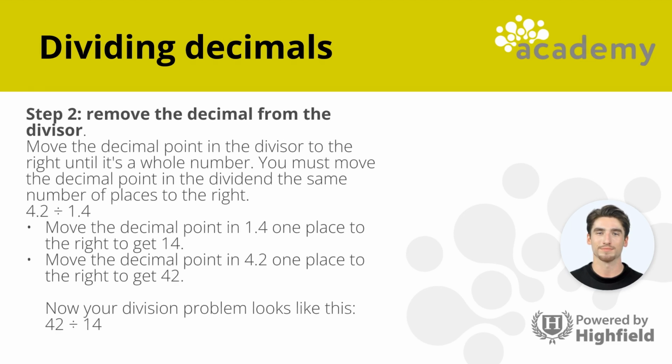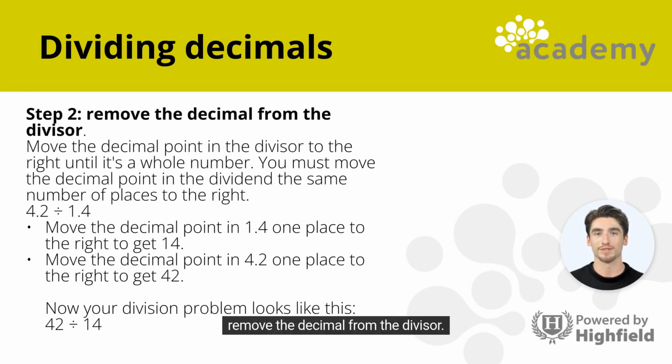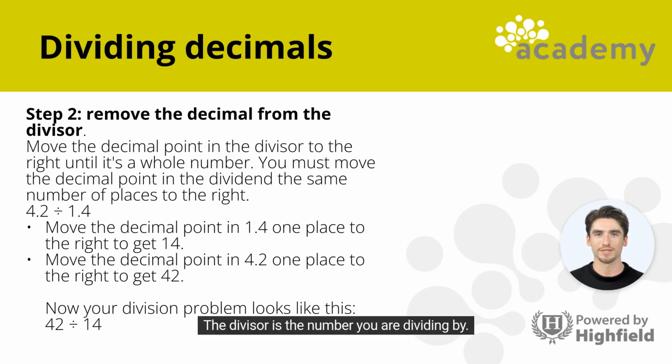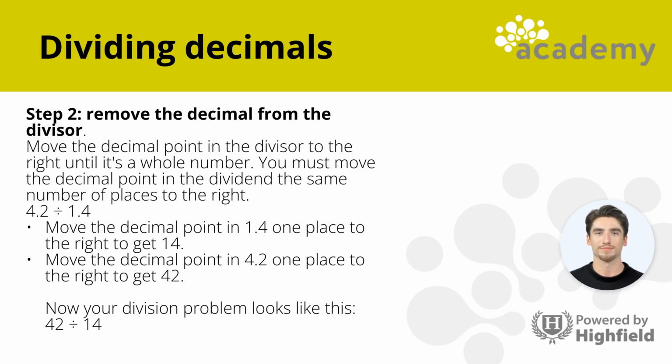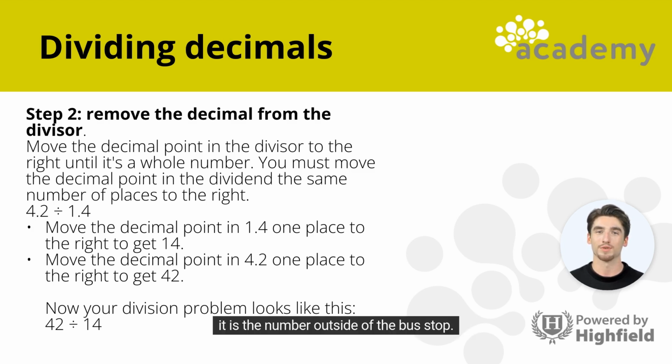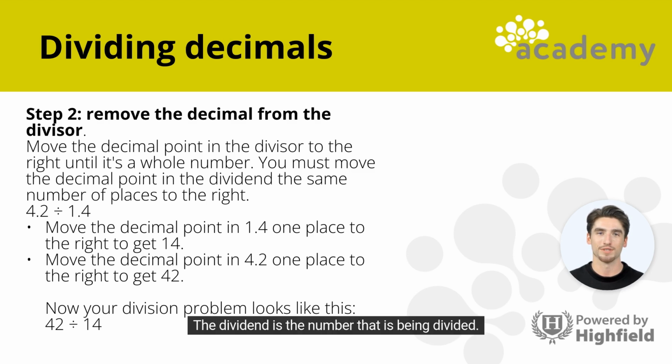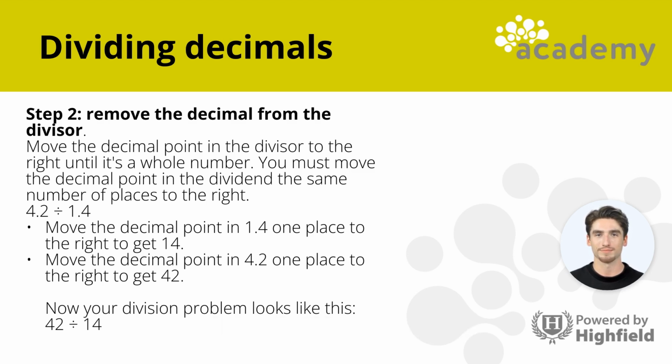Step 2. Remove the decimal from the divisor. Move the decimal point in the divisor to the right until it's a whole number. The divisor is the number you are dividing by. It is the number outside of the bus stop. You must move the decimal point in the dividend the same number of places to the right. The dividend is the number that is being divided. It is the number inside the bus stop.